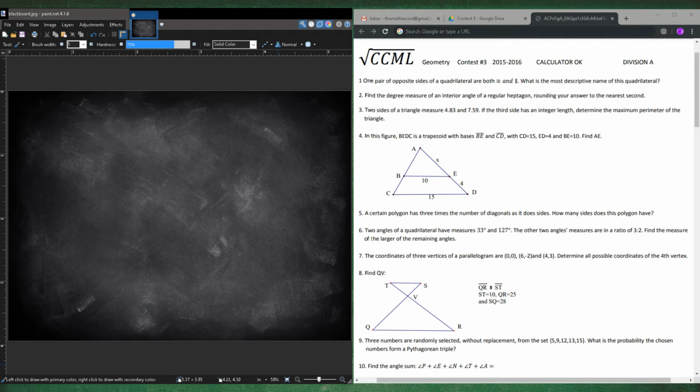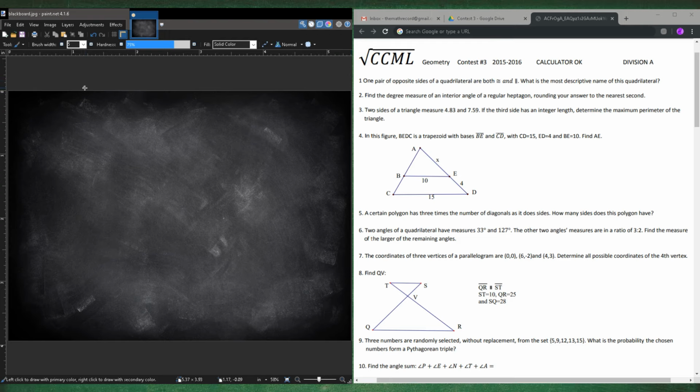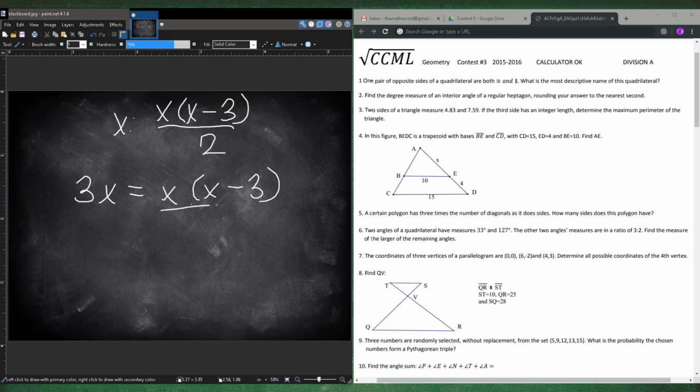Question 15. A certain polygon has 3 times the number of diagonals as it has sides. How many sides does this polygon have? If a polygon has x sides, then the number of diagonals it has is x times x minus 3, divided by 2. A polygon has 3 times the number of diagonals as it does sides. So you have 3x is equal to x times x minus 3, divided by 2.